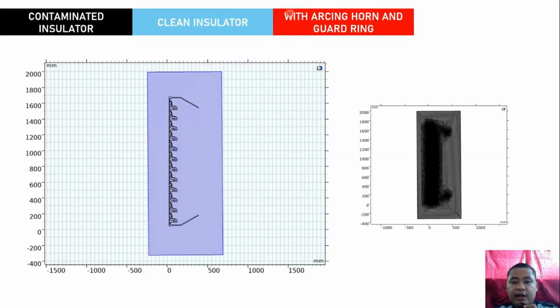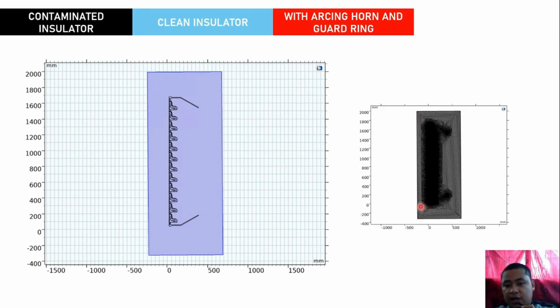Okay, now we're adding an arcing horn and guard ring. So what is an arcing horn and guard ring? The arcing horn and guard ring are there to protect from flashover. The one thing that I forgot to explain in the clean model without the arcing horn is the mesh model.